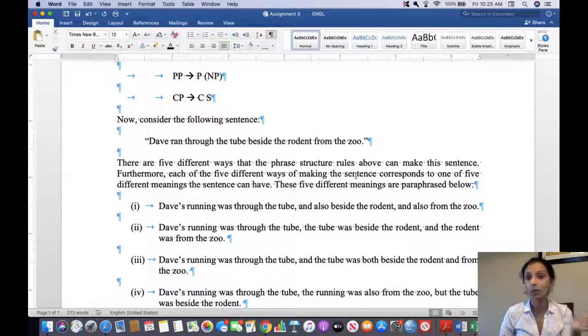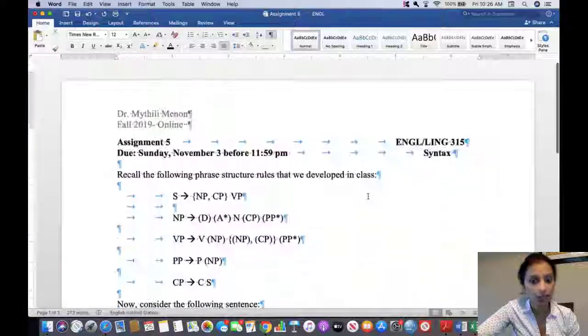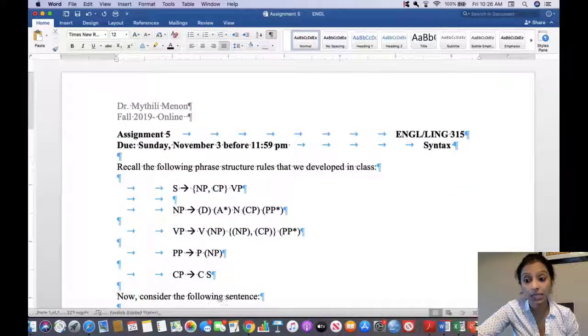one sentence. Remember, the one that we saw with the ambiguity was "the boy saw the man with the telescope", and I told you that there are 2 structures that you can draw with that. This sentence has 5 structures, 5 tree structures. So that is your assignment, due November 3rd, Sunday, before 11:59 p.m.